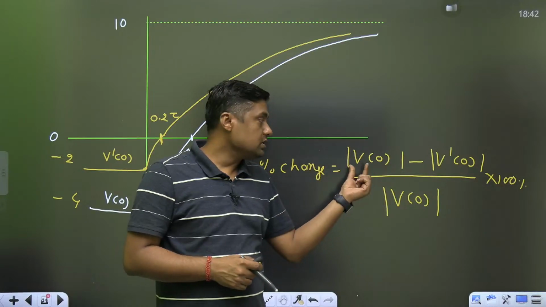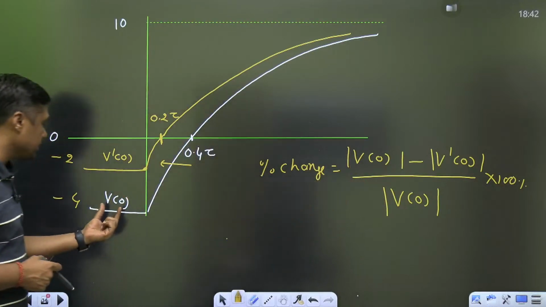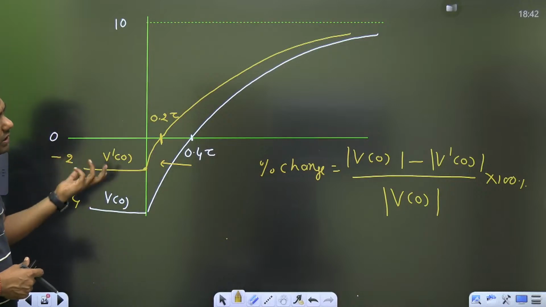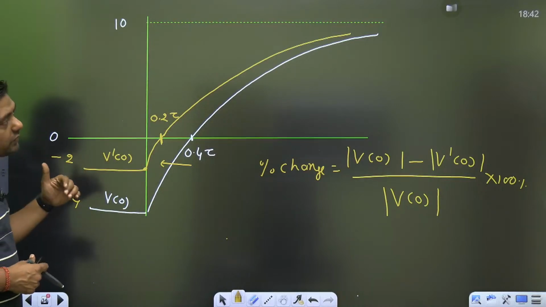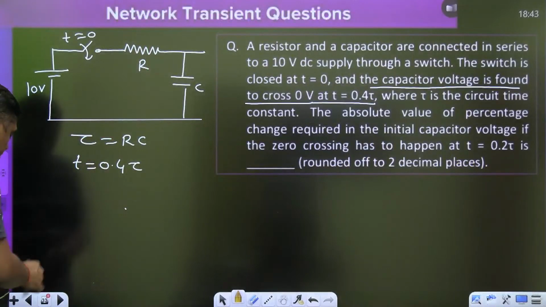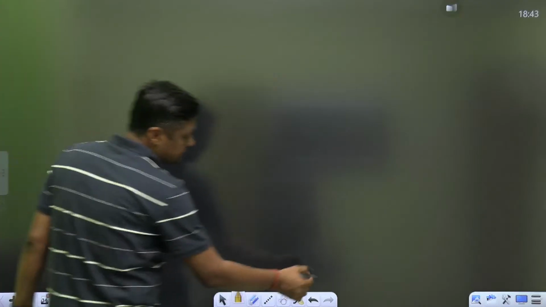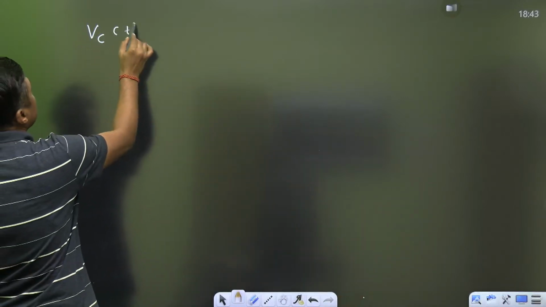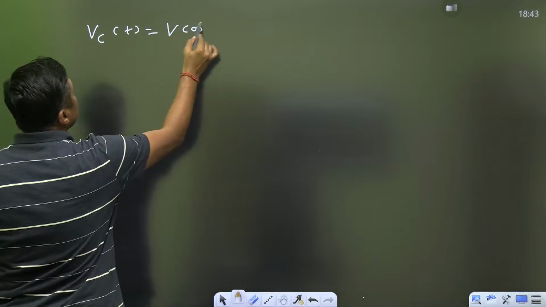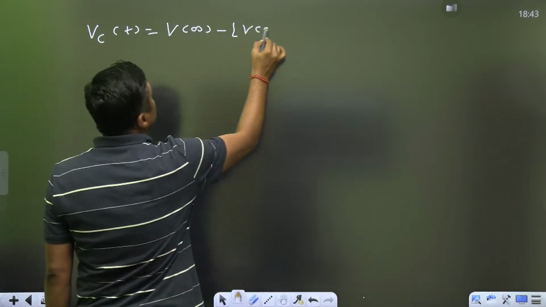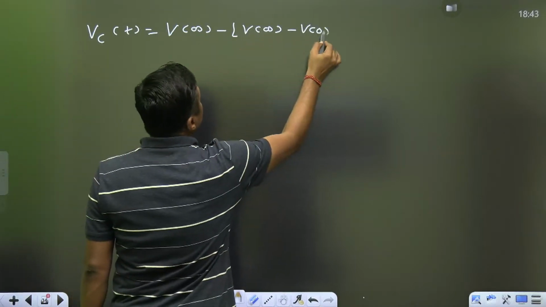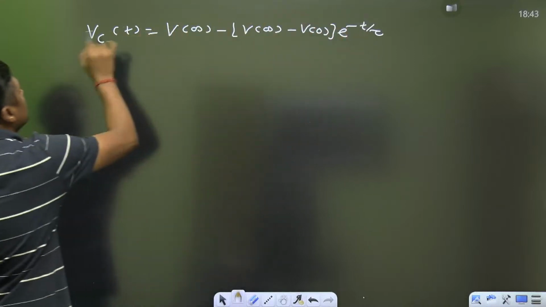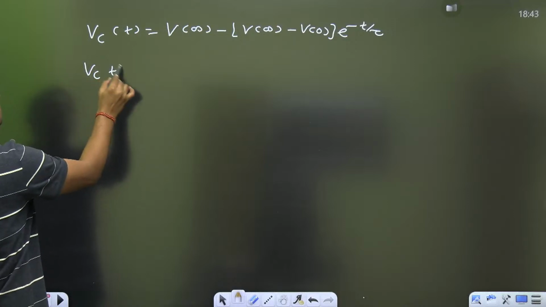Now, what is the initial value? If we are able to find this, then we can find this. That is a very, very easy one, because we have to use only one equation. Which equation? This one: Vc is equal to V final minus (V final minus V initial) e raised to power minus t by tau.